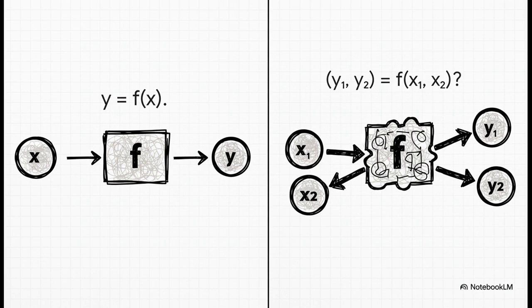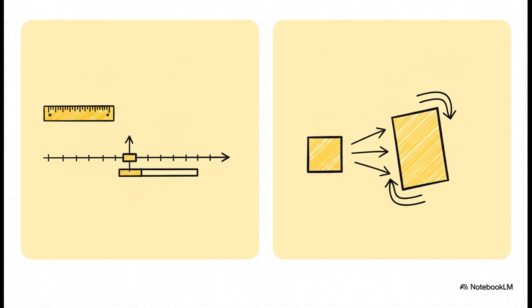It's messy. What happens when you have multiple inputs, like x1 and x2, that all interact with each other to produce multiple outputs, like y1 and y2? All of a sudden, a simple slope just doesn't cut it anymore. Think about it like this.